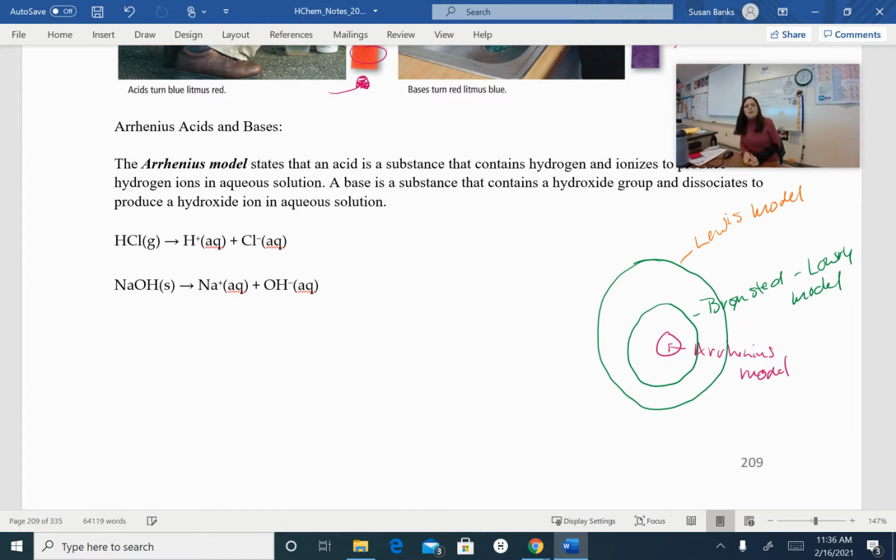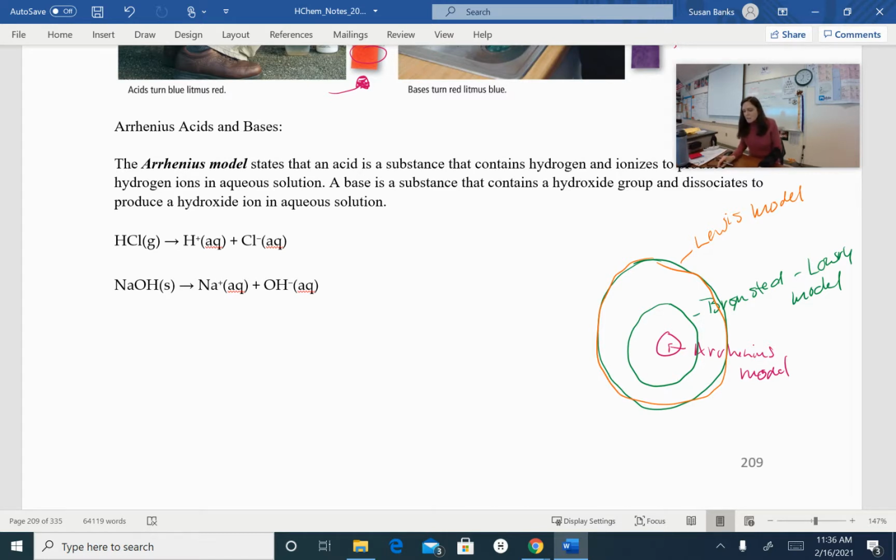Okay, so our Arrhenius model is our most specific model of acids and bases. And if we want to be a little bit more inclusive, we start using Bronsted-Lowry. And if we want to be really inclusive, we start learning and using the Lewis model. Okay, so they basically are packaged in each other. Okay, so let's start with the Arrhenius model.